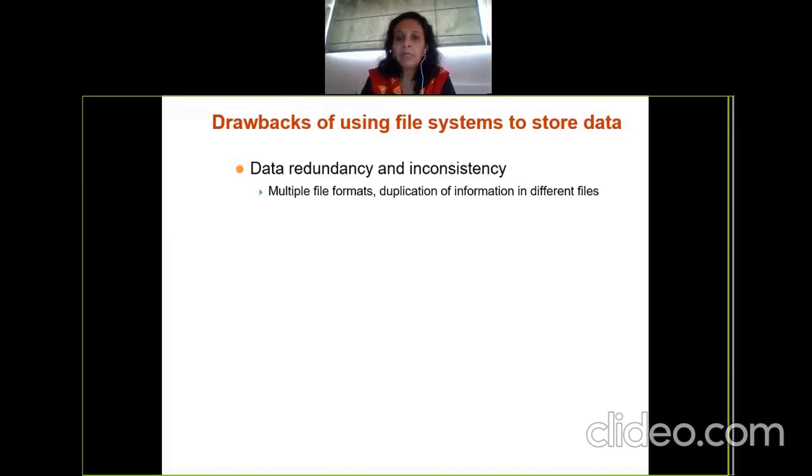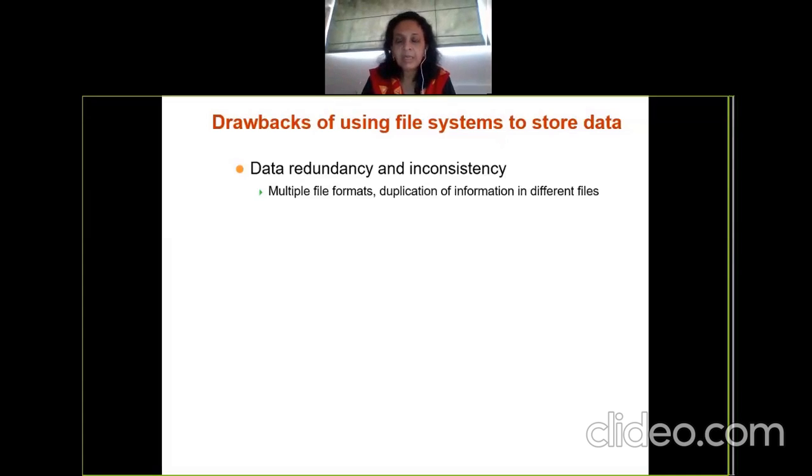So when we retrieve the data, and if we retrieve it from the course file where it is not updated, then the user gets incorrect information, and that is known as data inconsistency. When the user retrieves incorrect information, then we call it data inconsistency.